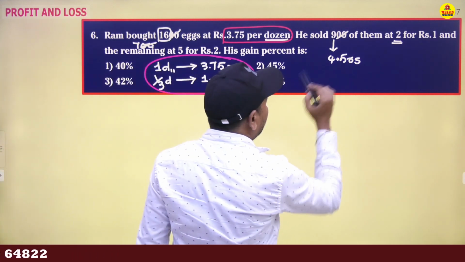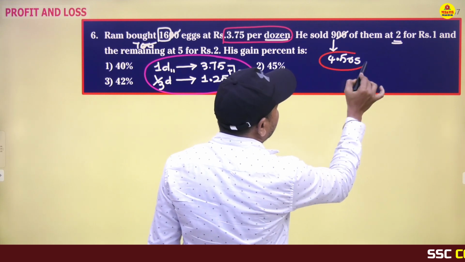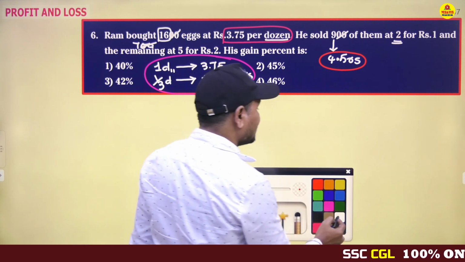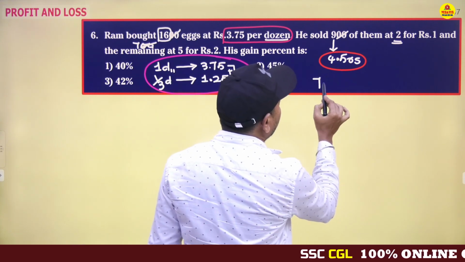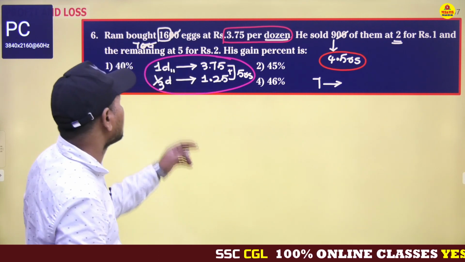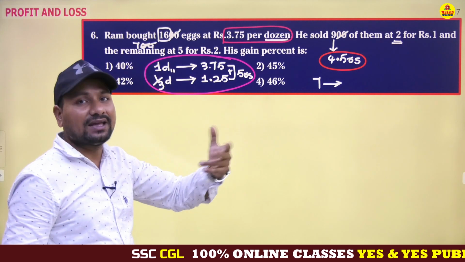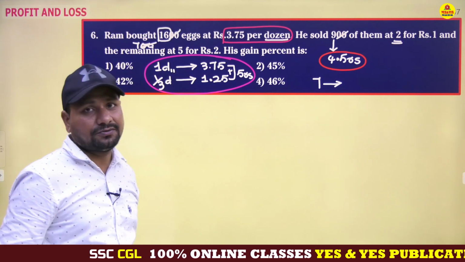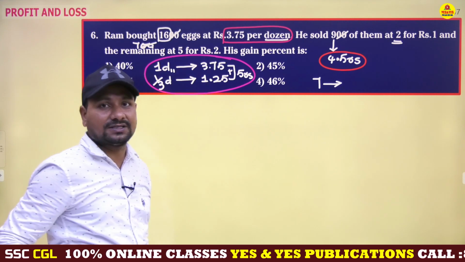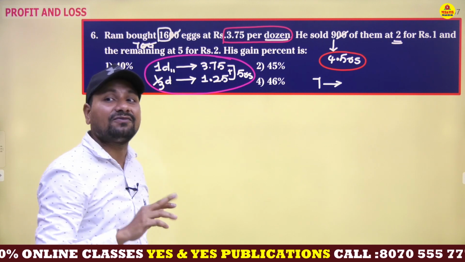For 9x, the selling price is how many rupees? 4.5. How many x remain? 7x remain. 7x sold for how many rupees? 5 for 2 rupees. 5 for 2 rupees means 1 egg is how much? 2/5. Okay, it is 5x for 2 rupees, so 1 egg is equal to 2/5, but I need to calculate for 7x.